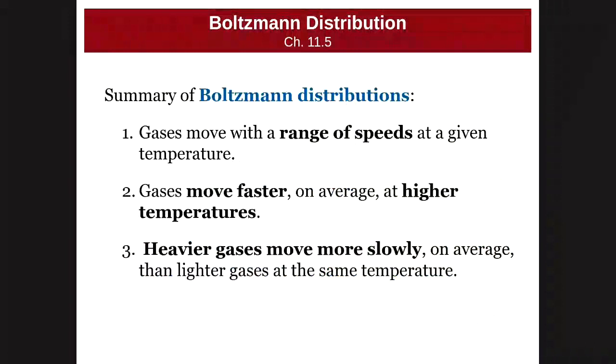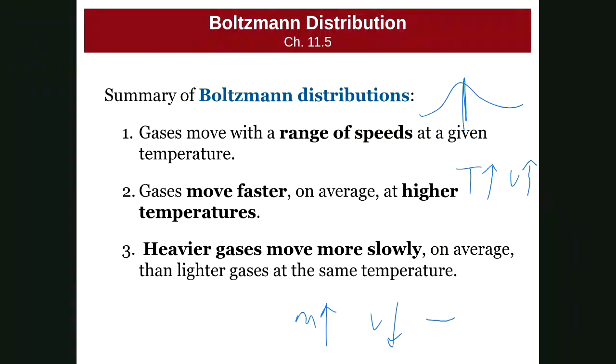So our summary of what we learned from Boltzmann distributions. Gases move with a range of speeds, so they have all those different speeds possible, not just one. Temperature goes up, velocity goes up. Heavier gases move more slowly on average than lighter gases, so mass goes up, velocity goes down, because we have to have the same kinetic energy at the same temperature.